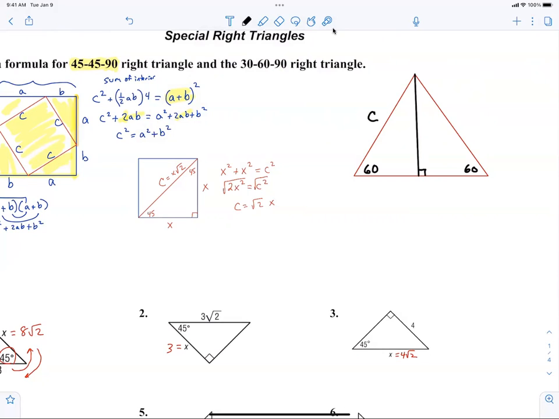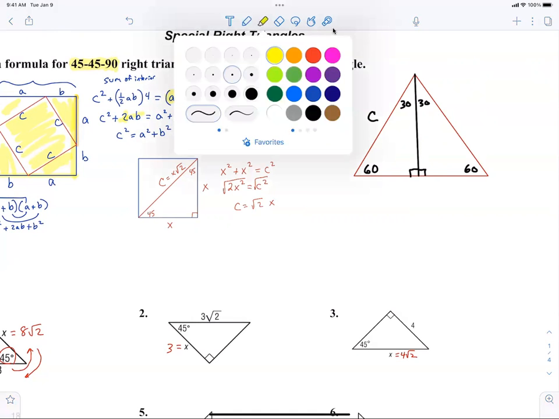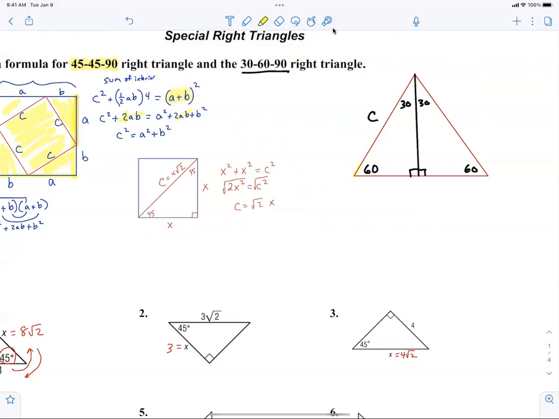So now this angle here is what? 30. Does everybody agree? So this is now what they call the 30, 60, 90 triangle. And what I mean by that is this triangle is what they're referring to. Not the equilateral triangle, but this is how they figured it out. Does everybody agree?